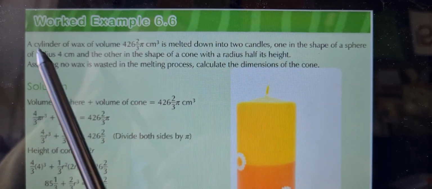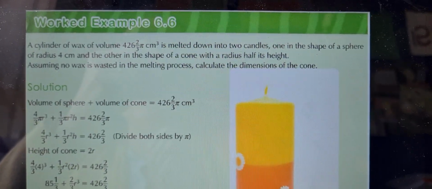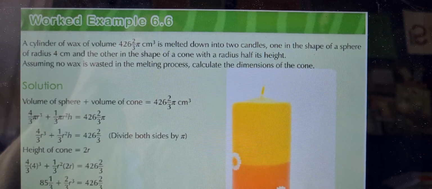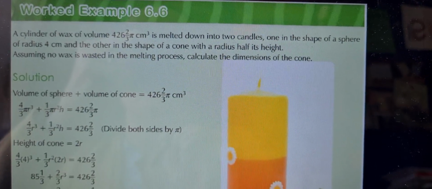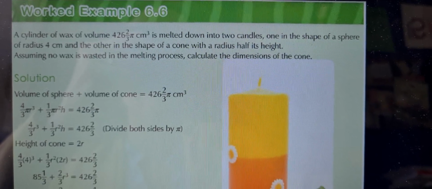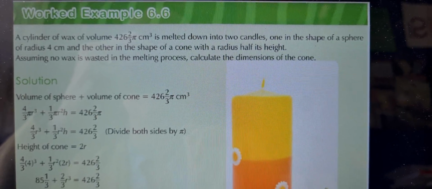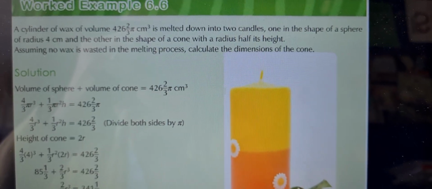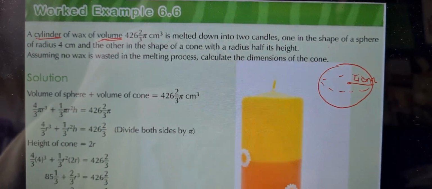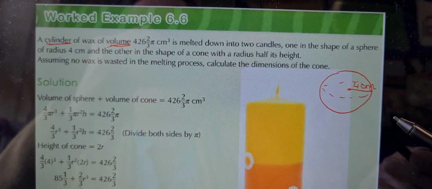A cylinder of wax, so cylinder is a key word there. It has a volume of 426 and 2/3 pi centimeters cubed. So we're in centimeters. It's melted down into 2 other candles. One of those candles is in the shape of a sphere, which has a radius of 4 centimeters. You should always draw what they're talking about in the question. So there's my cylinder, there's my sphere, 4 centimeters of a radius.